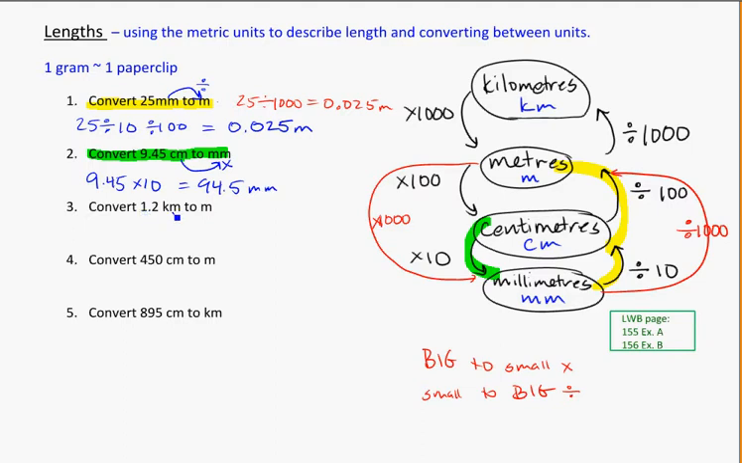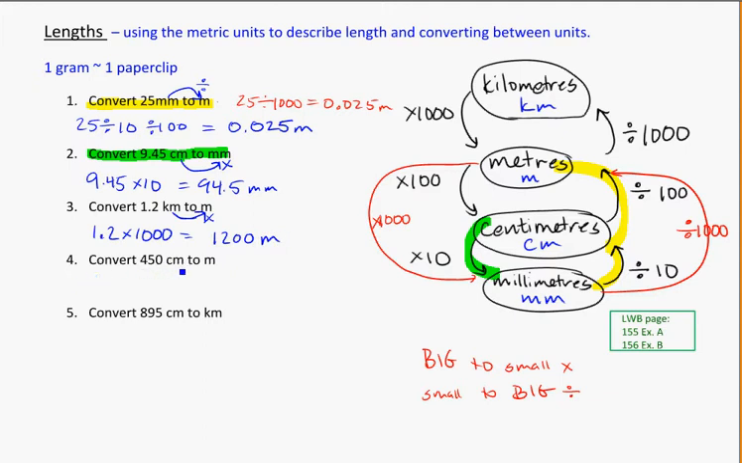Converting from kilometers to meters, here I'm going from a big unit down to a small unit again. So I need to be thinking about timesing. And I know that there's 1,000 meters in every kilometer, so I need to times by 1,000. That's this part of the scale, going from kilometers down to meters, times by 1,000. And you should get 1,200 meters.